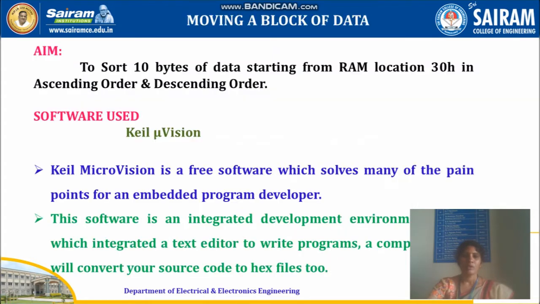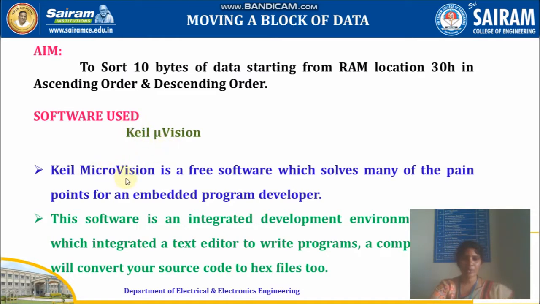The main aim of the experiment is to sort 10 bytes of data starting from the RAM location 30H in ascending order and descending order. First we will see how to sort 10 bytes of data in ascending order. The 10 bytes of data are available at the RAM location 30H. The software used for this experiment is Keil MicroVision.